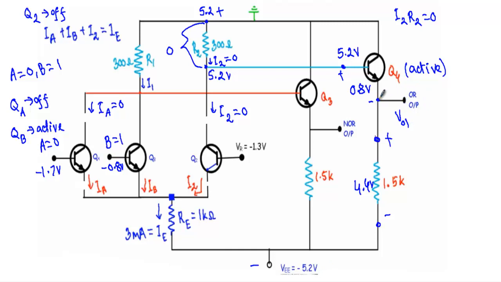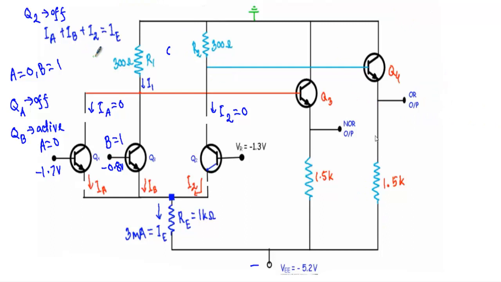VO1 is the voltage between this terminal to this terminal, therefore you will see I will get minus 0.8 volt, which indicates logic 1. See, for the input of 01 our output is at logic 1. This output is our OR output.